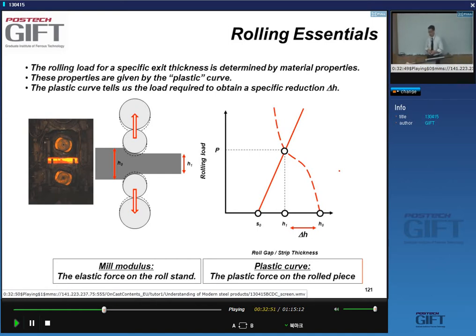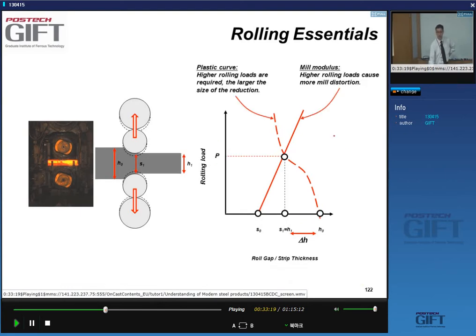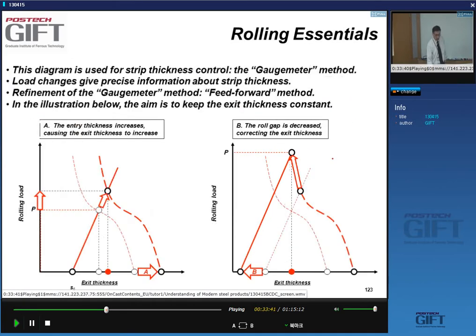The mill will stabilize at a point which is determined by the intersection of the mill modulus and the plastic curve. So our exit thickness will not be S0, it will be H1, and the rolling load is P, okay? Right. So obviously, higher rolling loads are needed if we increase the reduction, and higher rolling loads also cause more mill distortion, if you want. Okay.